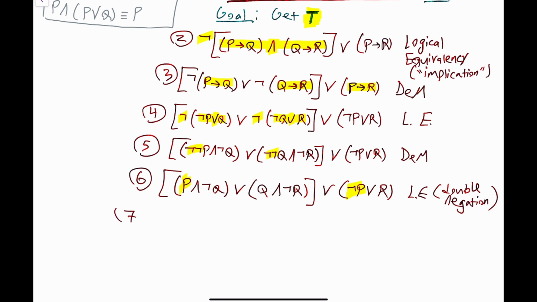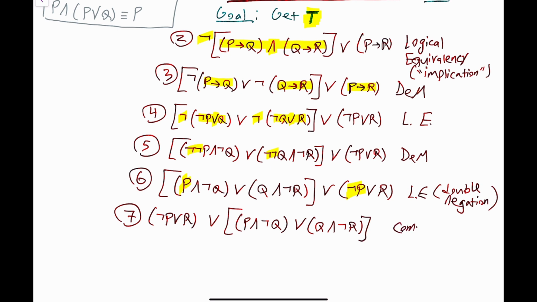And for 7, we'll get this. So parentheses, not P or R. So just wanted to move that because I want the P's closer together. So or, bracket, parentheses, P and not Q, close parentheses, or parentheses, Q and not R, close parentheses, close brackets. And that is the commutative rule.